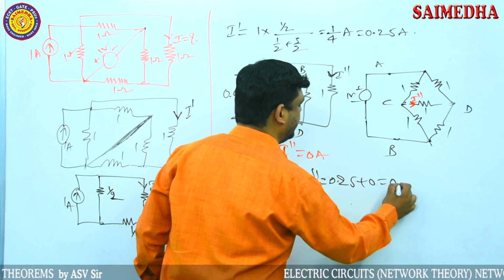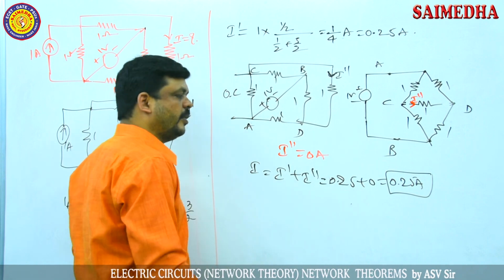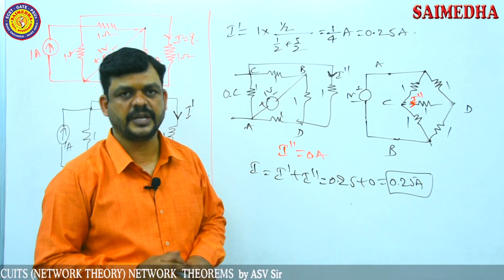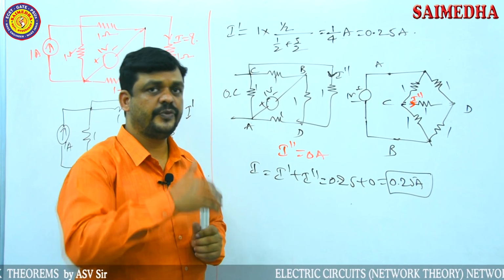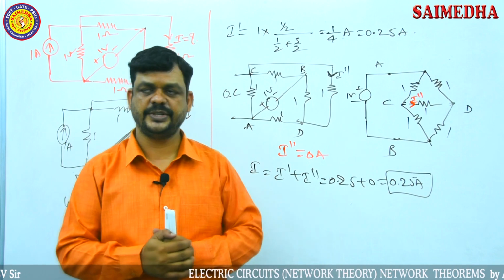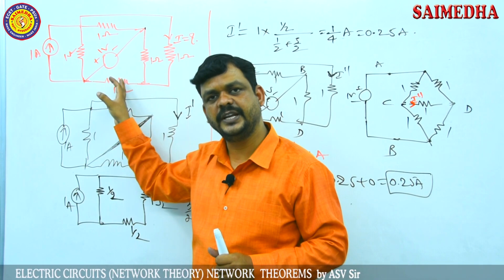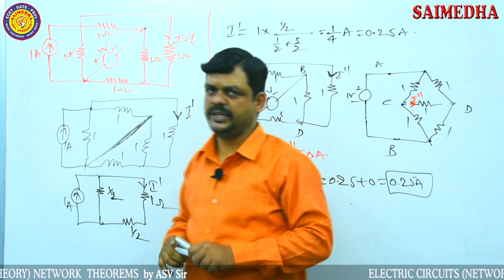0.25 plus 0 becomes 0.25 amps. So to solve these types of problems, the superposition theorem is the best technique. It takes only a few steps to find the current through one branch. According to the given network, mesh analysis is difficult and nodal analysis is difficult. That's why we immediately apply the superposition theorem.